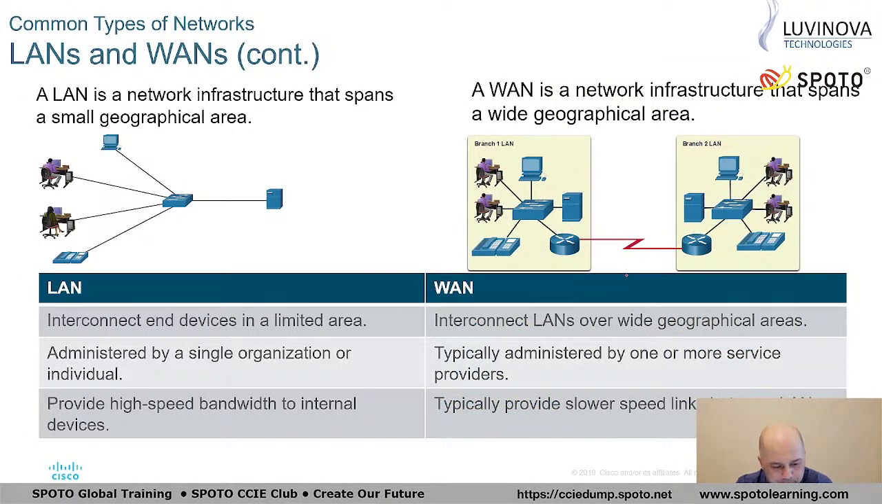So, what does a LAN do? A LAN interconnects end devices. Every single computer inside the LAN, every single server, every single switch, every single router, it connects all end users, all computers together. It is administered by a single organization or individual.